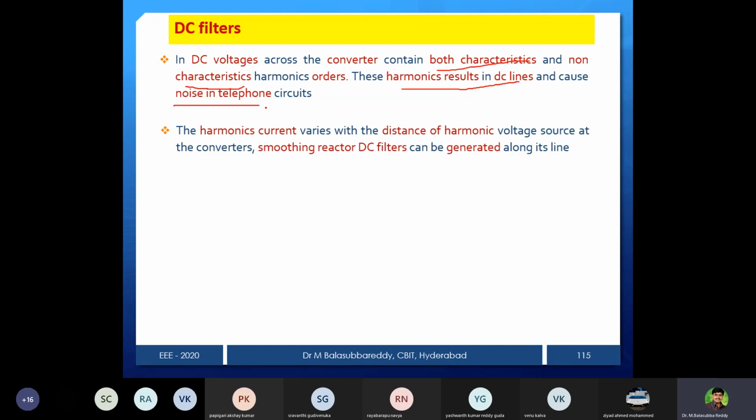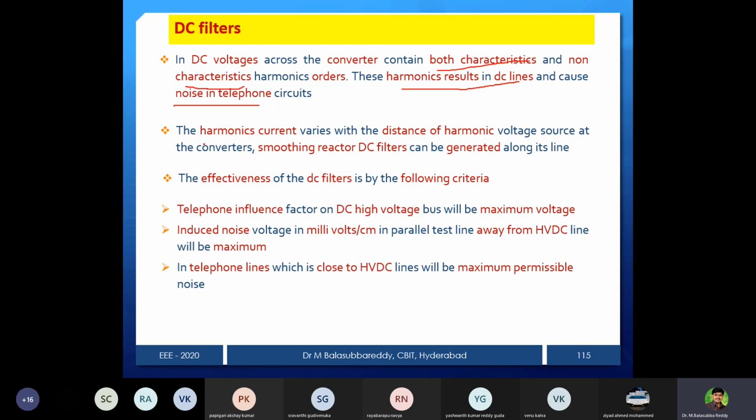And the harmonic current varies with the distance of the harmonic voltage source at the converter. The smoothing reactor in the DC filters can be generated along its line, and the effectiveness of the DC filters is judged by the following criteria. You can see the telephone interference factor, and then the induced noise voltage in millivolts per centimeter in a parallel test away from the HVDC line will be maximum. In telephone lines which are close to HVDC lines, it will be the maximum permissible noise.